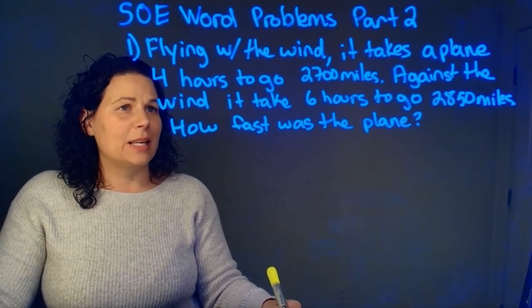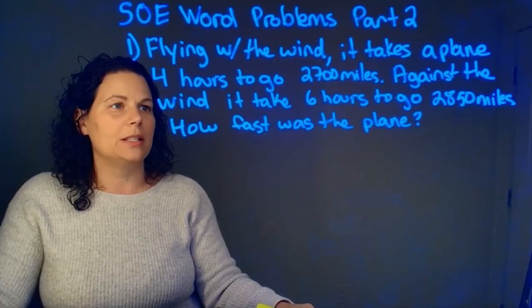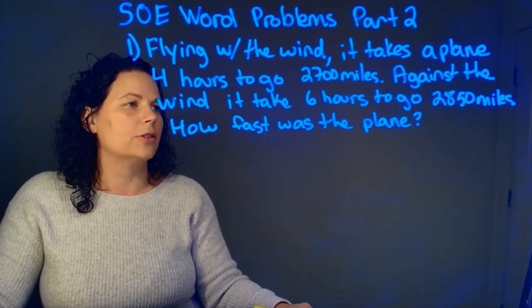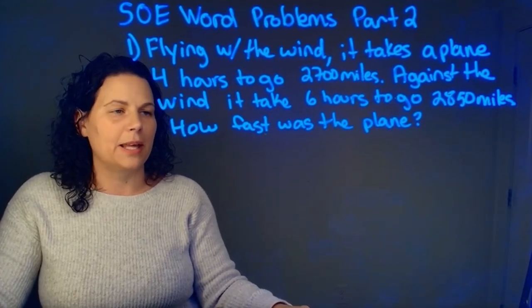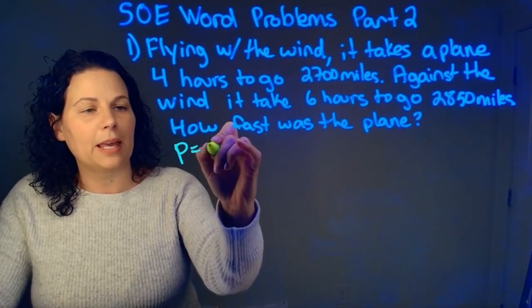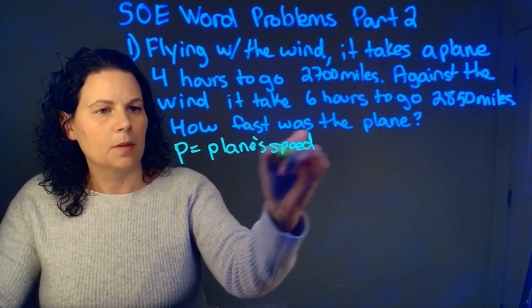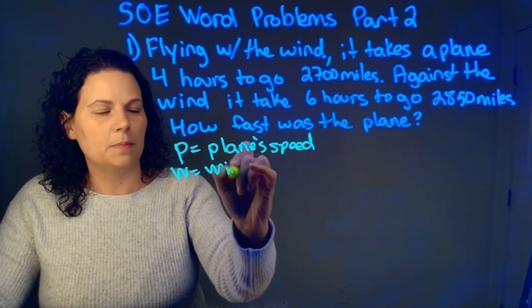Flying with the wind, it takes a plane 4 hours to go 2,700 miles. Against the wind, it takes 6 hours to go 2,850 miles. How fast was the plane? So we've got a couple of things we need to do. I'm going to call P the plane's speed, and W is going to be my wind speed.